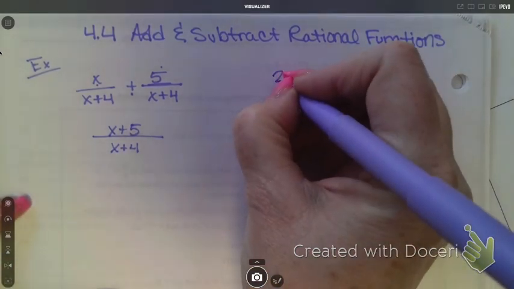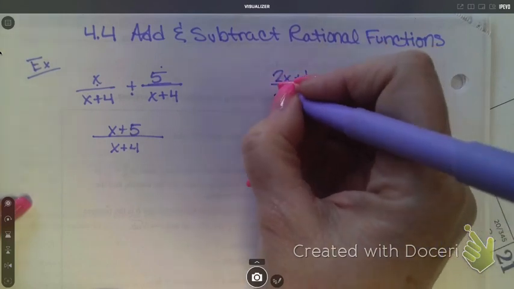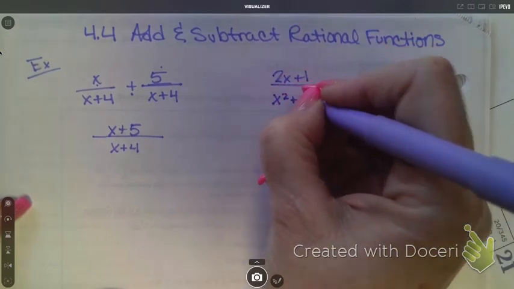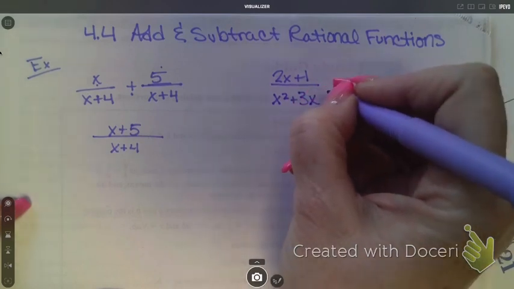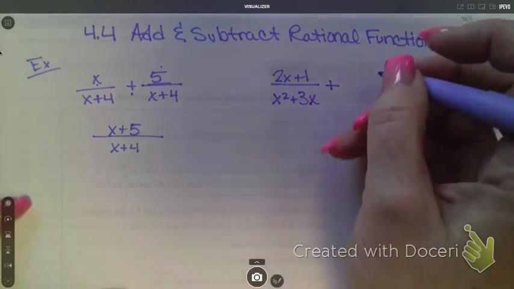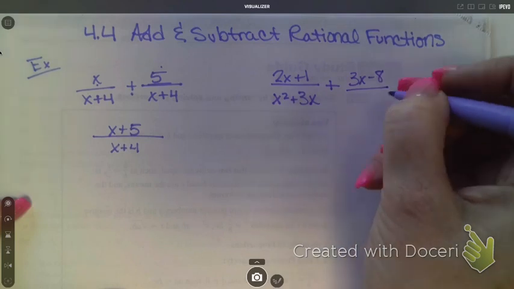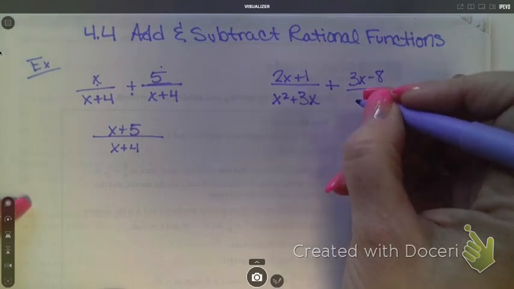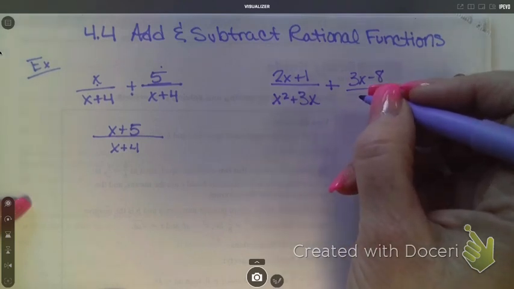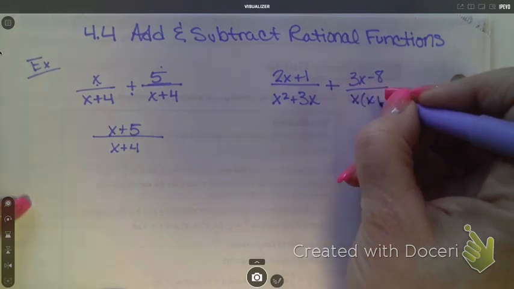Okay, so 2x plus 1 over x squared plus 3x, plus 3x minus 8 over x times x plus 3.